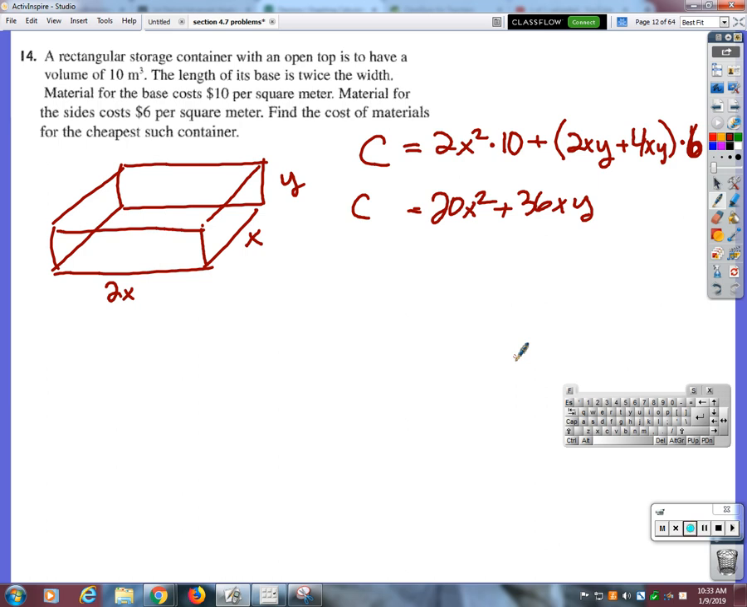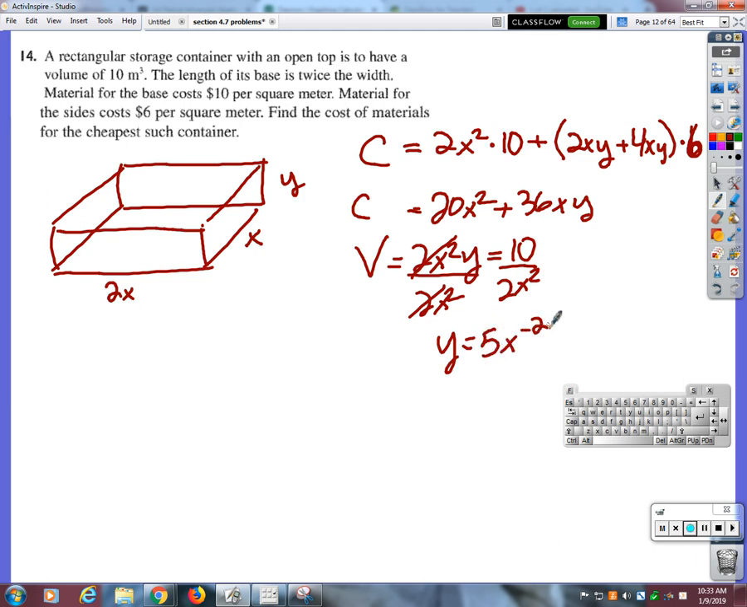Okay, now we have to get a relationship between the x and the y. What do we know about the volume of the box? It's 10 cubic meters, and what's the formula for the volume of the box? Good, 2x squared y, and that has to equal 10 cubic meters. So what are we going to solve for there? y. So that means y equals 5x to the negative 2.